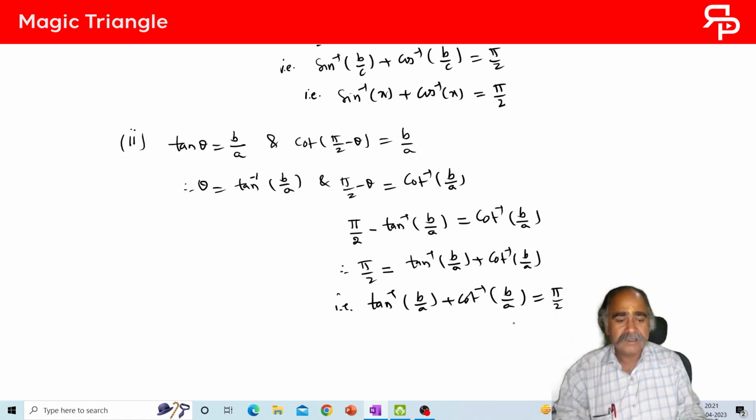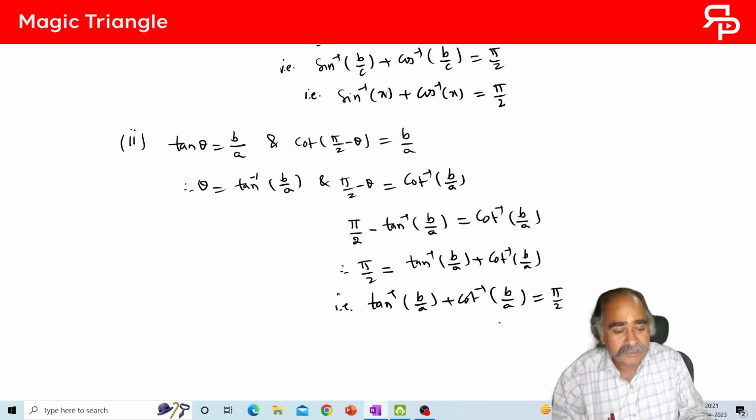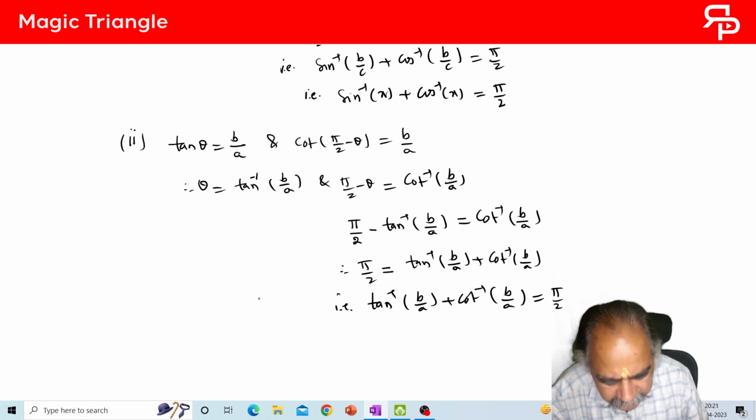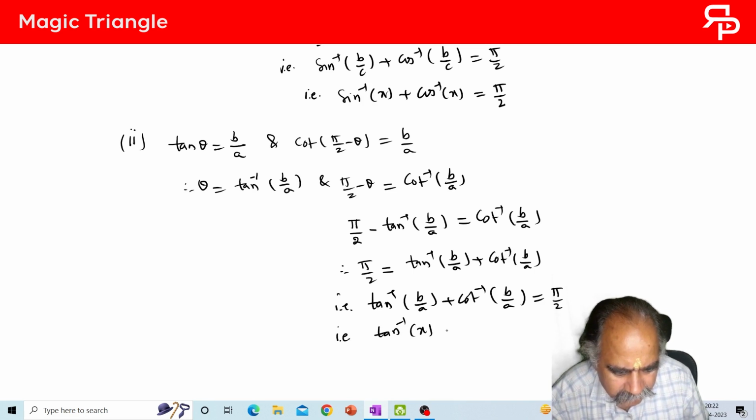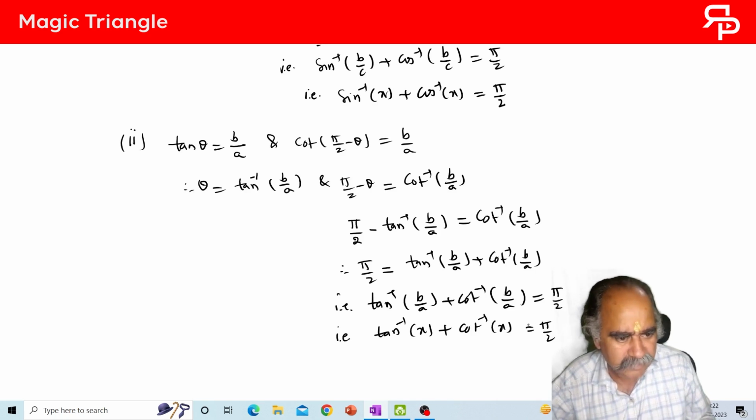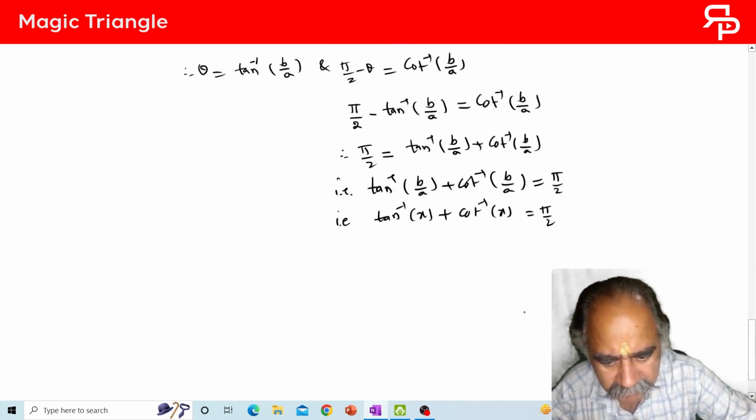So you can see tan inverse of any value plus cot inverse of the same value gives what? Pi by 2. You can write this way: tan inverse of any value x plus cot inverse of the same value x gives pi by 2. This is the second formula. Now we'll go to the third formula.